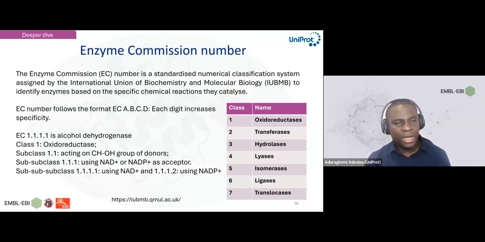And the subclass is now further divided into NAD plus and NADP plus as acceptors. So 1.1.1.1 is an alcohol dehydrogenase that uses NAD plus, whereas 1.1.1.2 is those alcohol dehydrogenases that use NADP plus. So this is how the enzyme classification number works.